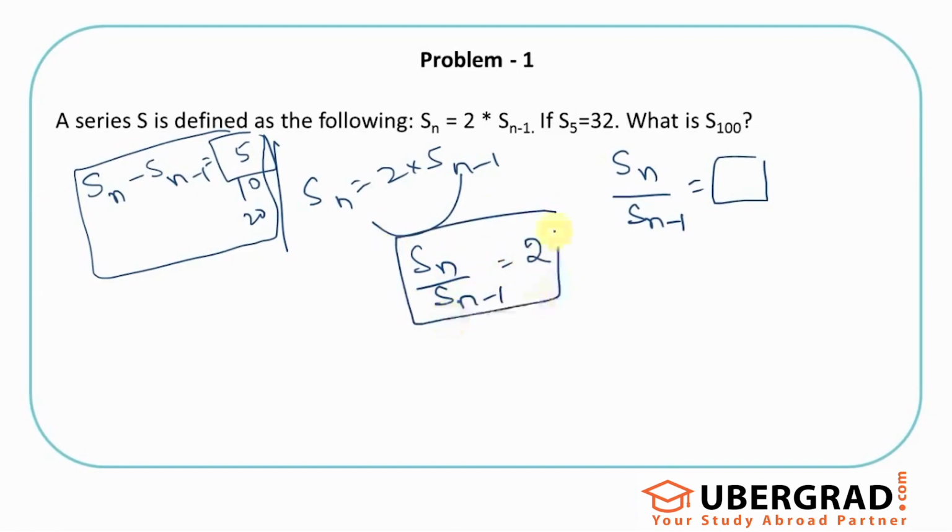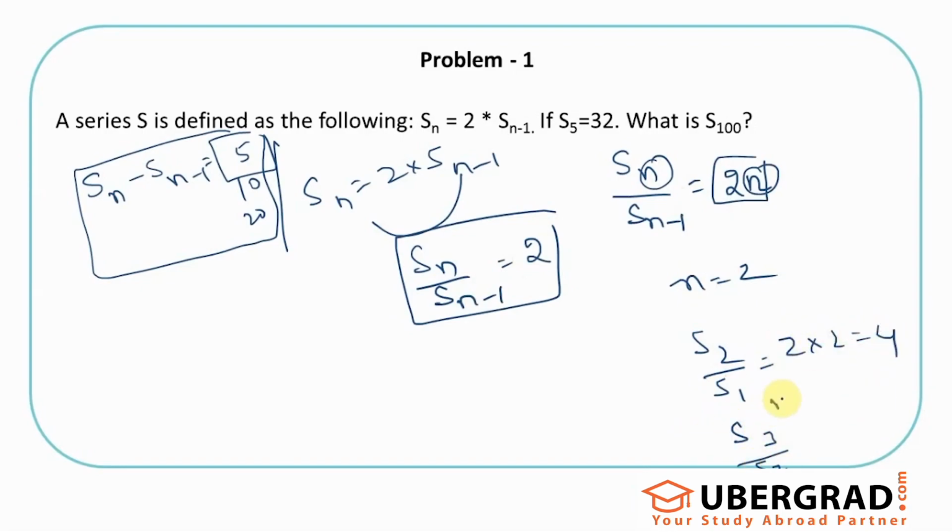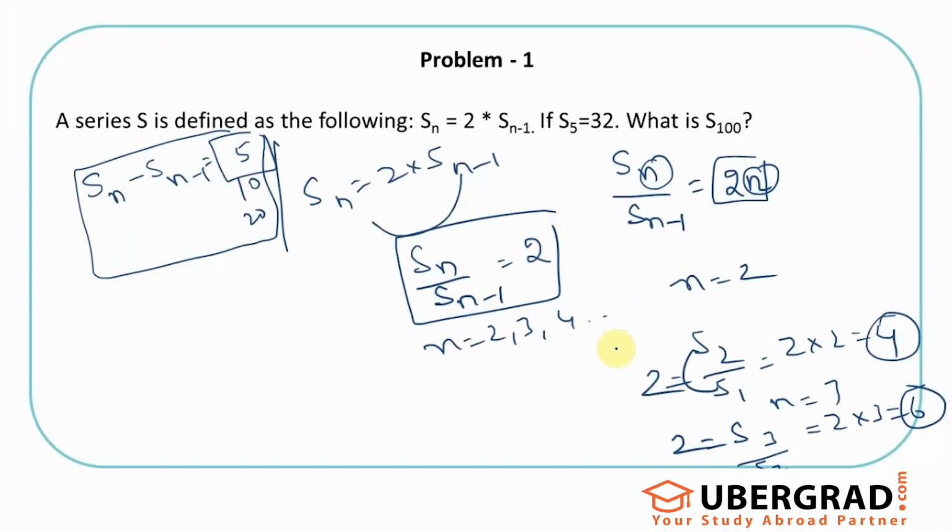That's a fixed number. What do I mean by fixed number? If I had Sn by Sn minus 1 as 2n, then this is not a fixed number. As n changes, this ratio will also change. If n is 2, S2 by S1 is 2 into 2, which is 4. S3 by S2, when n is 3, is 2 into 3, which is 6. You see the common ratio is not fixed. It is changing. But if Sn by Sn minus 1 is 2, irrespective of n being 2, 3, 4, everything, the ratio will always be 2. So that means I can understand that this series is following a geometric progression. Based on this, I understood the common ratio is 2.